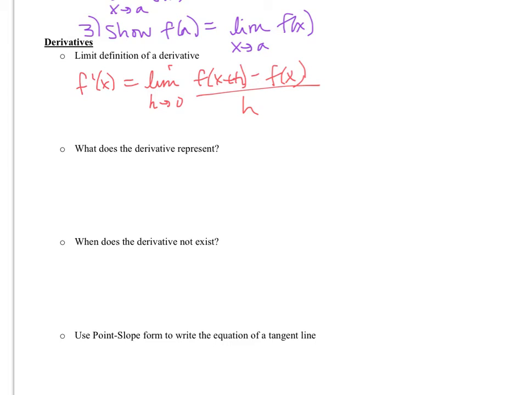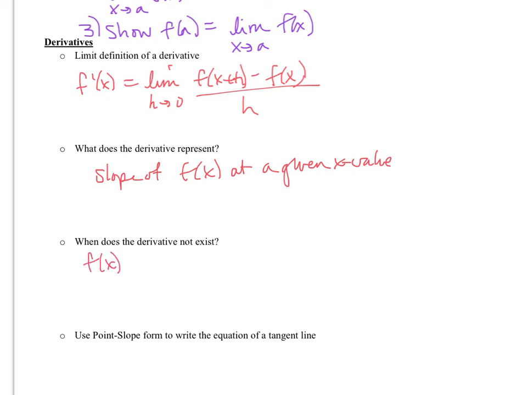Now, what the derivative represents is the slope of the curve f of x at a given x value. And there are a couple times when our derivative is not going to exist.